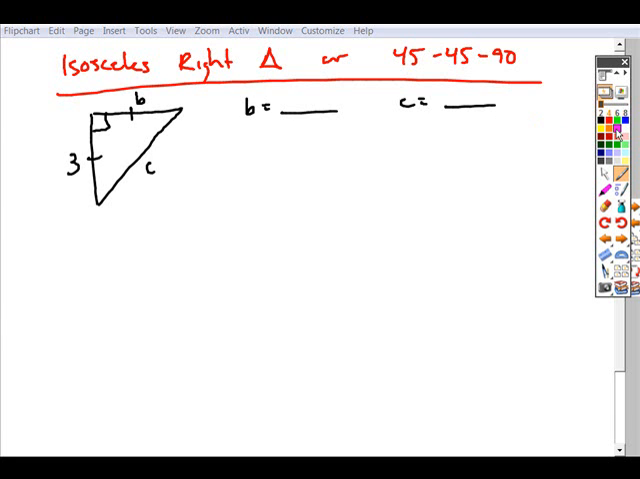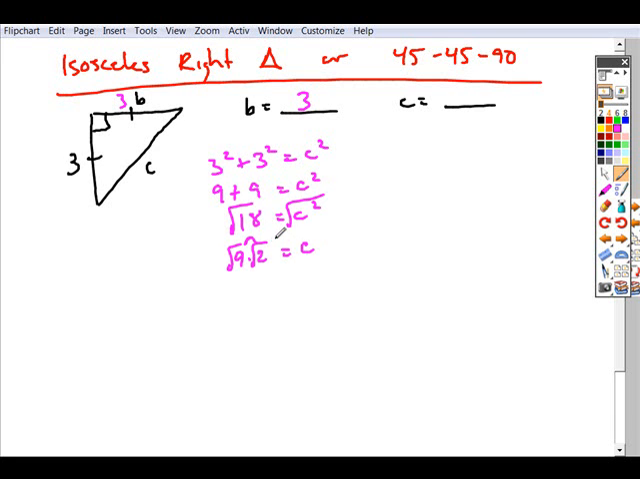B is pretty easy, right? What's B going to be? It'll also be 3. And so now if we have that, we can use the Pythagorean Theorem. 3 squared plus 3 squared is equal to C squared. 9 plus 9 equals C squared, and continue to solve this. Extracting the square root, we get C is equal to... what perfect square factor can you remove from 18?